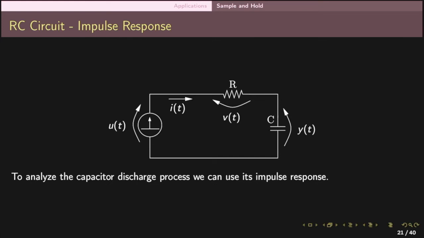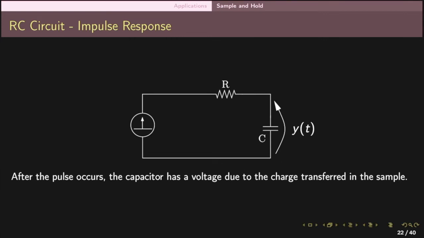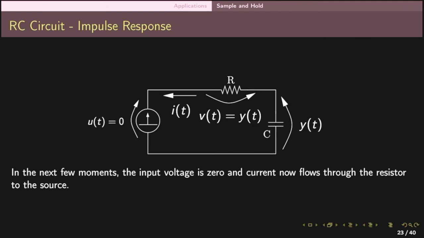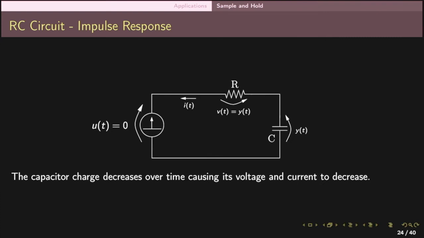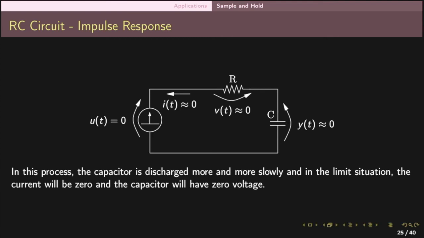To analyze the capacitor discharge process, we can use its impulse response. After the pulse occurs, the capacitor has a voltage due to the charge transferred in the sample. In the next few moments, the input voltage is 0 and the current now flows through the resistor to the source. The capacitor charge decreases over time, causing its voltage and current to decrease. In this process, the capacitor is discharged more and more slowly, and in a limiting situation, the current will be 0 and the capacitor will have 0 voltage.